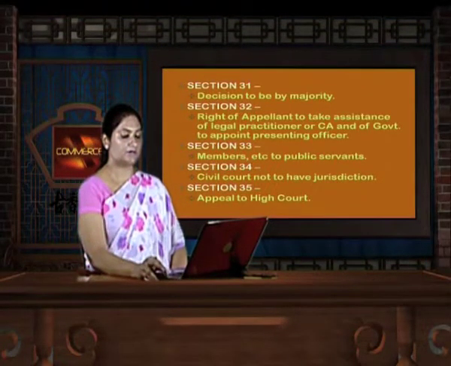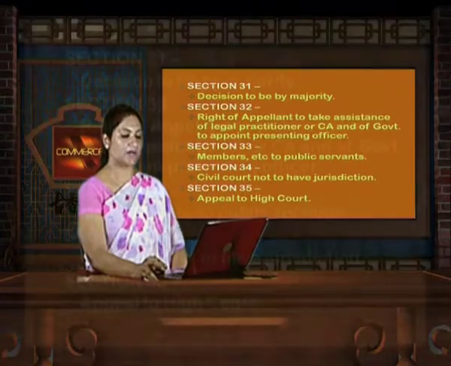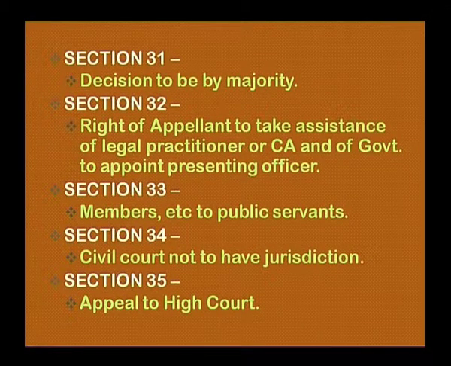Section 31 talks about the decision of the tribunal, which shall be taken by the majority. Section 32 talks about the right of the appellant to take assistance of a legal practitioner or a chartered accountant, and of the government to appoint a presenting officer. Section 33 tells us about the members etc. to be public servants. Section 34, civil court not to have the jurisdiction, and Section 35 talks about the appeal that can be made to the High Court.